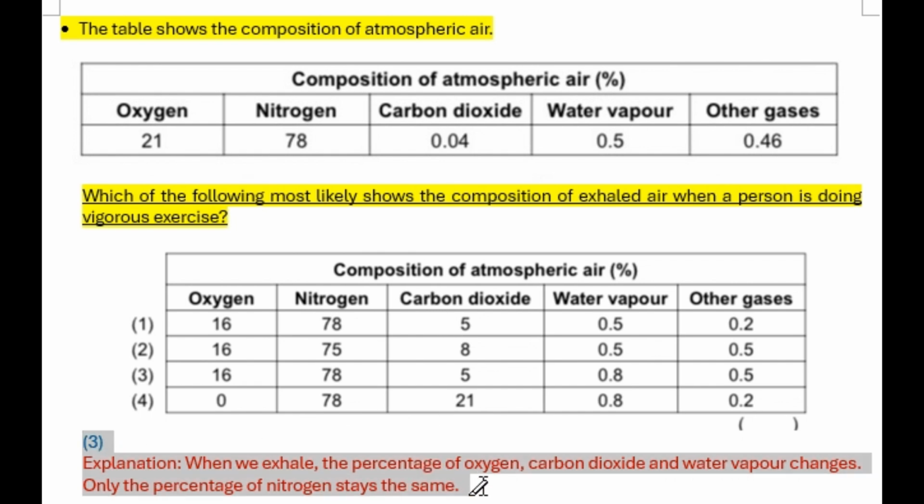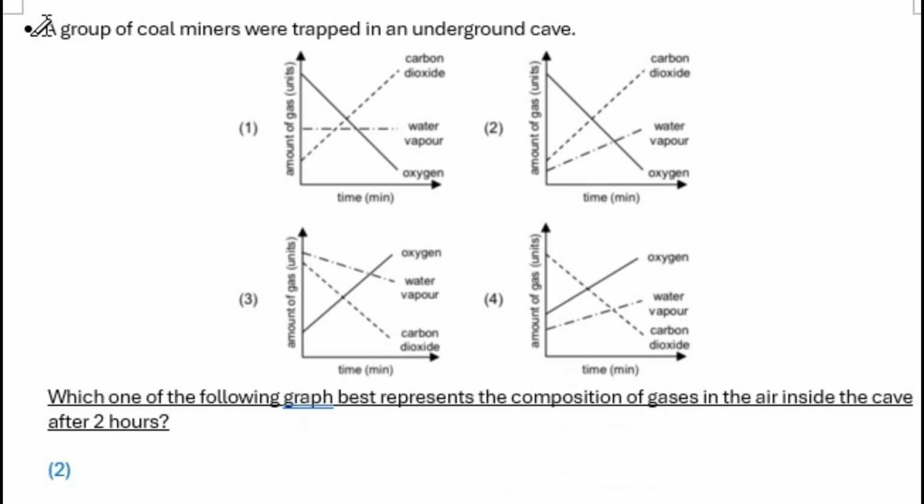3. Explanation: when we exhale, the percentage of oxygen, carbon dioxide, and water vapor changes. Only the percentage of nitrogen stays the same. A group of coal miners were trapped in an underground cave. Which one of the following graph best represents the composition of gases in the air inside the cave after 2 hours? 2.